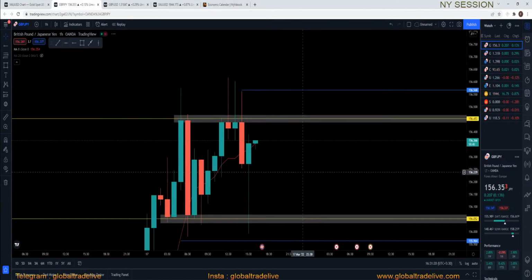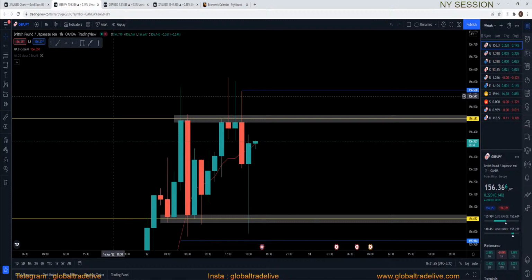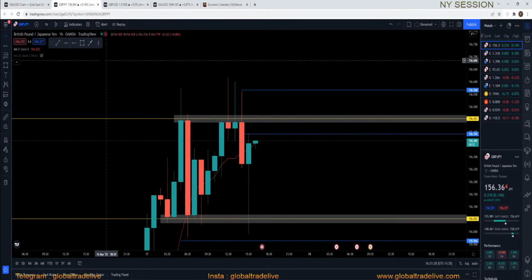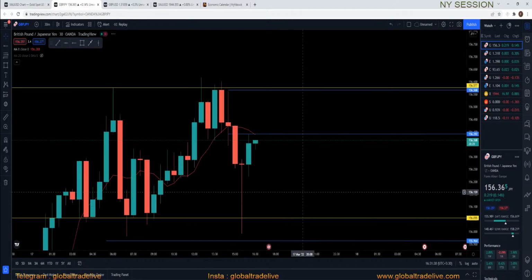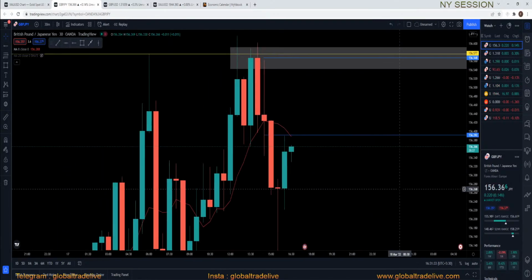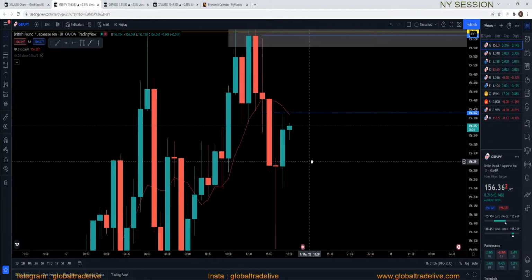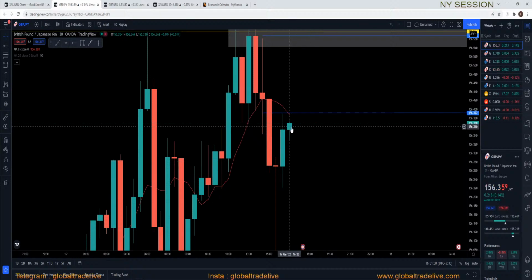So let's move to the 1 hour. The 1 hour looks good. According to the 1 hour, this is the high. So once this candle breaks this high, I'm going to take a buy trade. Stops will be below the current 30-minute candle.